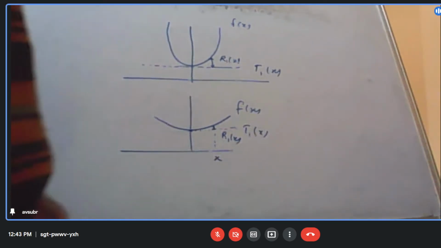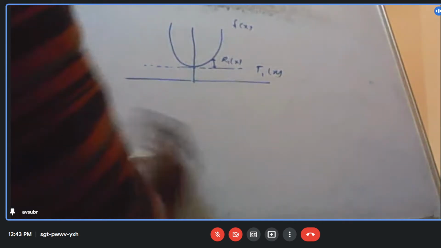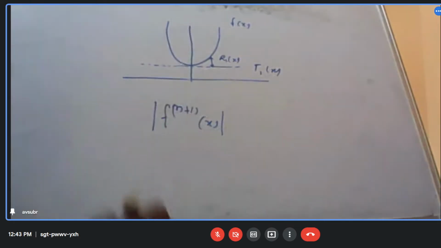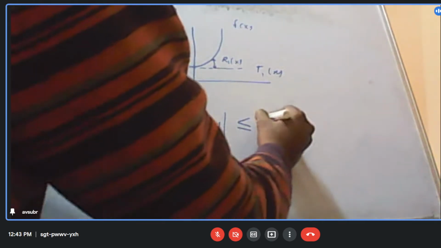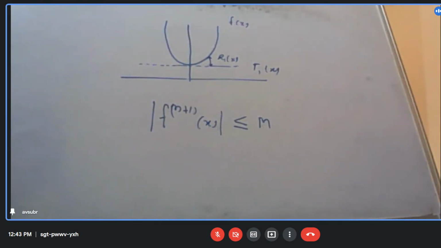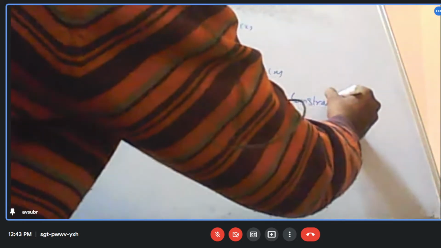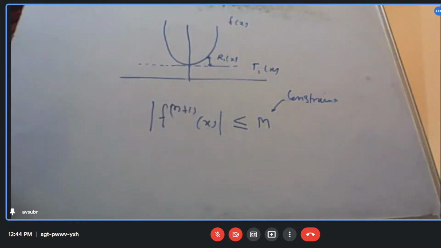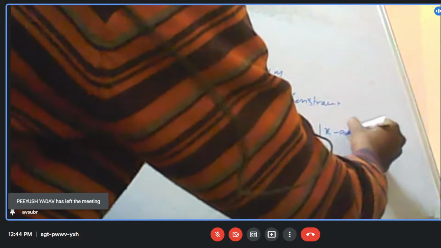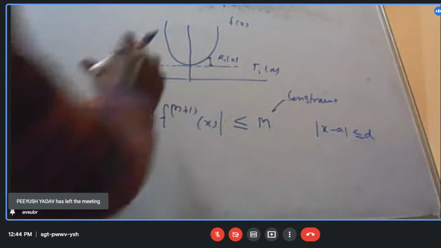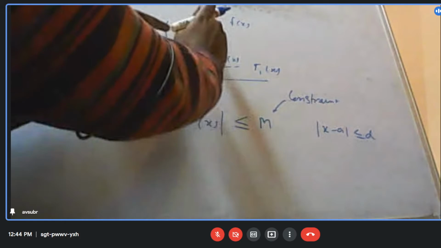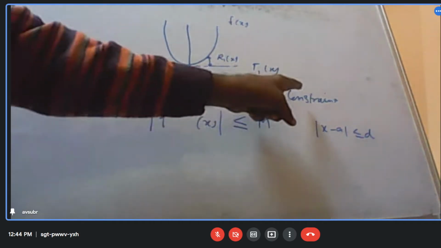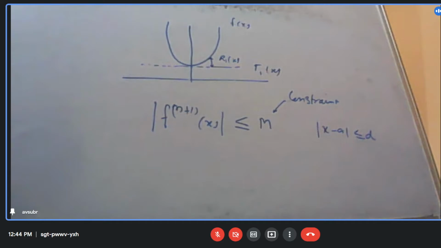So it means that if I am having the n plus 1 derivative of the function, and let me take the absolute value of this, and I say that some predefined constraint is there, and your x minus a is bound by some limits, meaning within some limits I am taking this n plus 1 derivative, which is, as I told you, bounded by some constant.